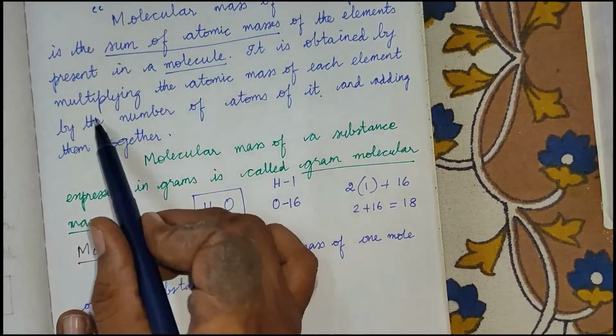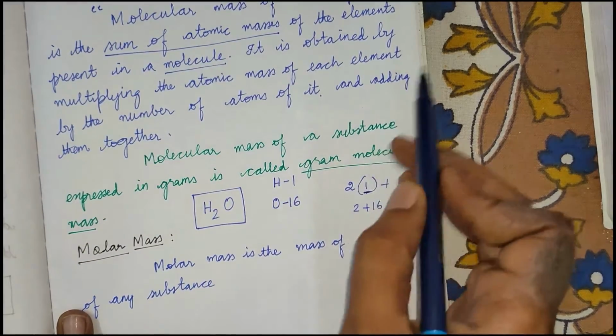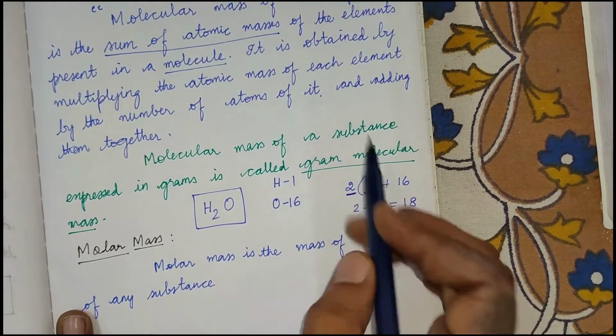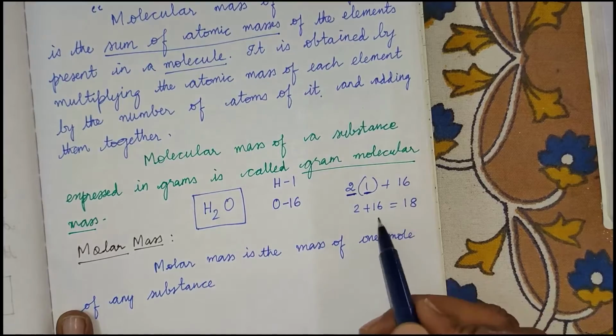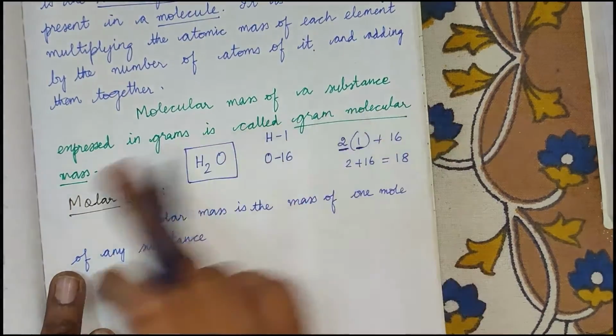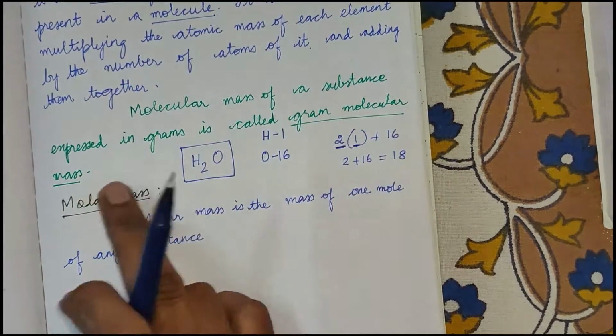It is obtained by multiplying the atomic mass of each element by the number of atoms. Here the number of atoms is 2, right? And adding them together. So you are adding it. Molecular mass of a substance expressed in grams is called gram molecular mass. If the molecular mass is expressed in grams, it is called gram molecular mass.